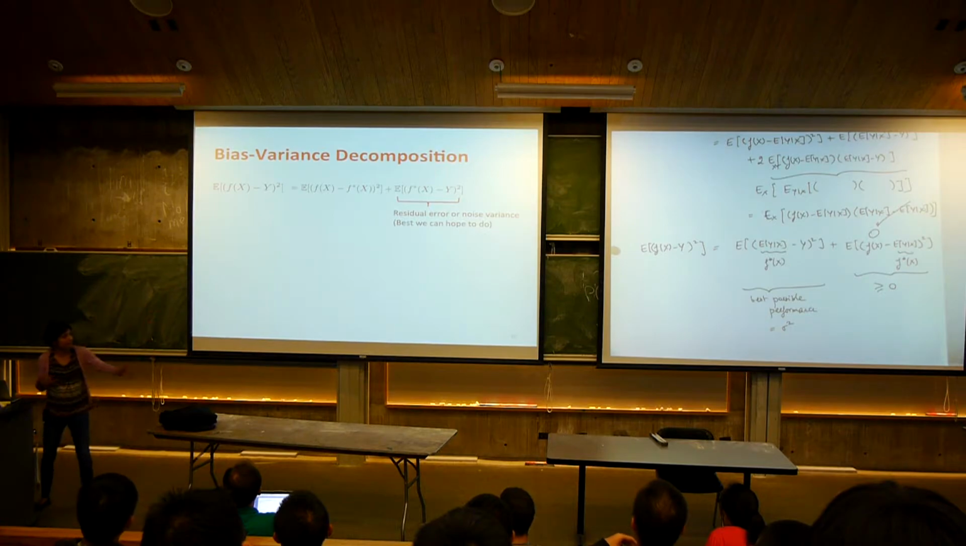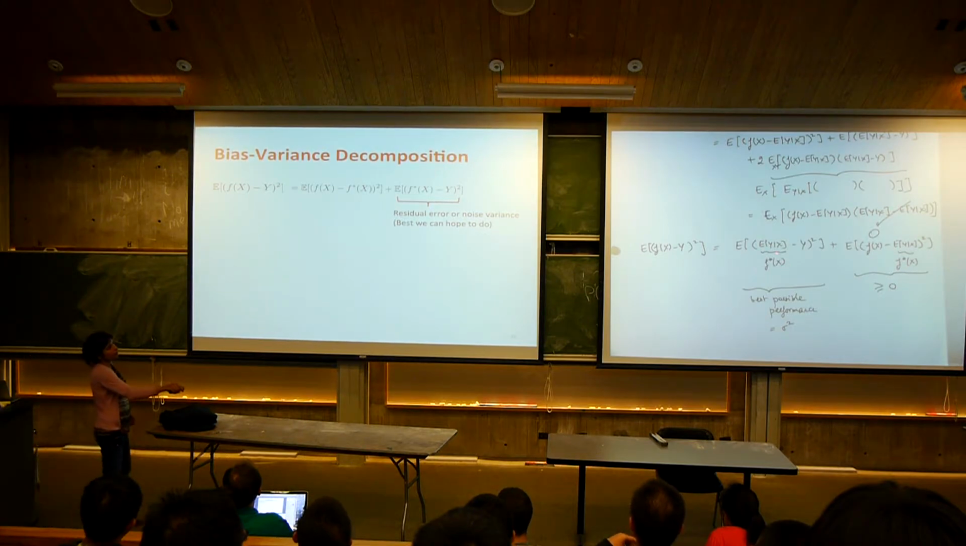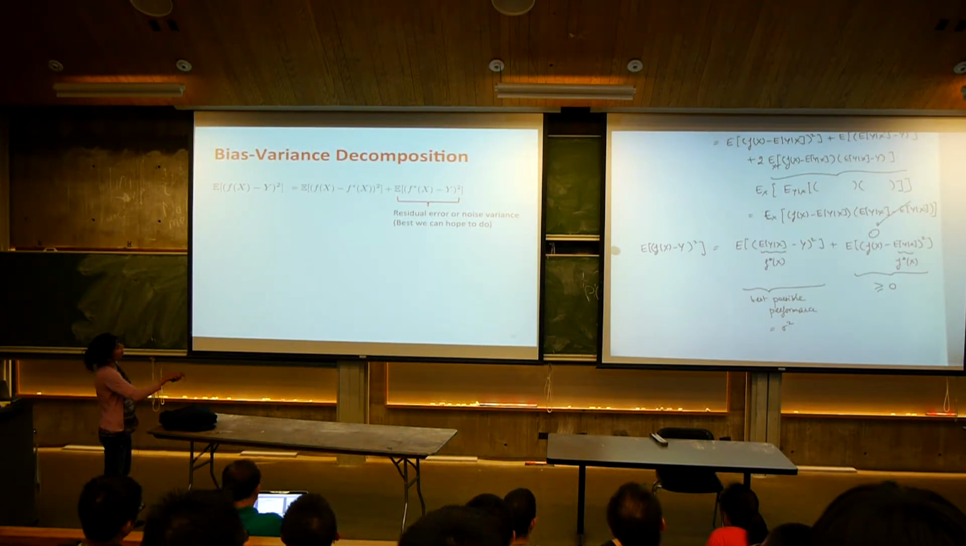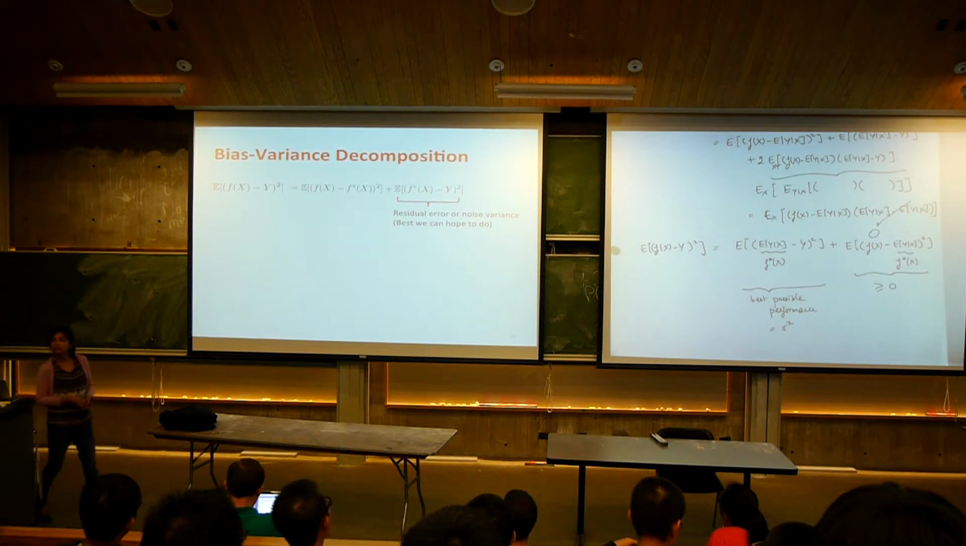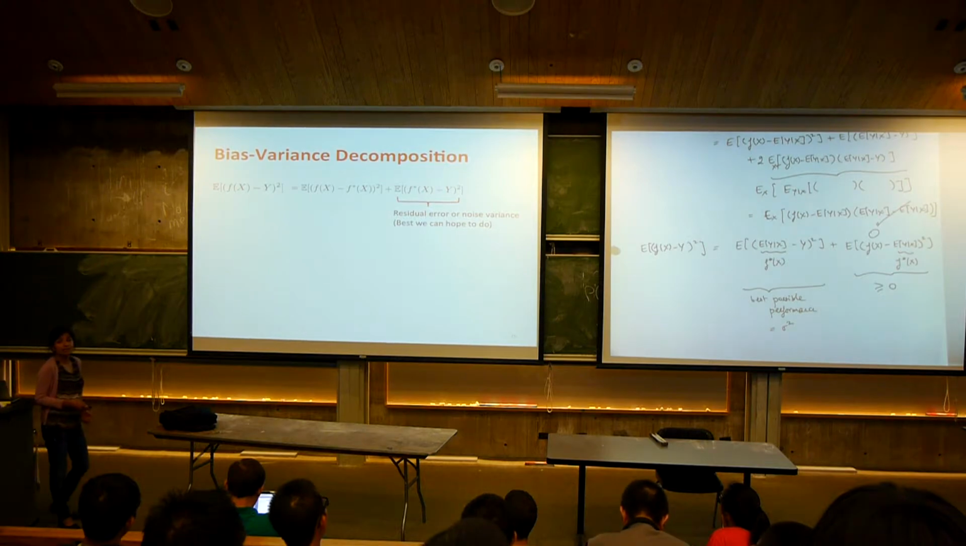Right? These are exactly the same terms we had before. The first term I wrote here is the residual term, and the second term is exactly how far f is from f star, which is what we have here. Okay? All right, so let's study the bias-variance decomposition.